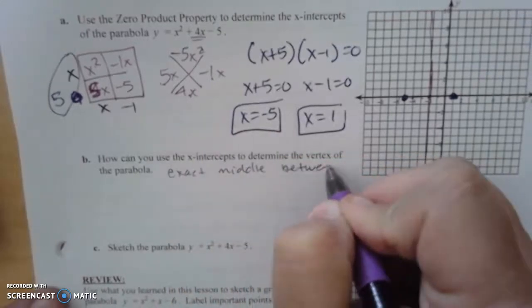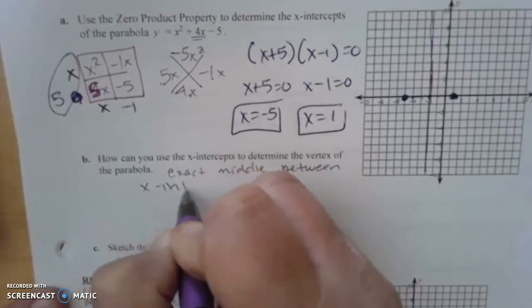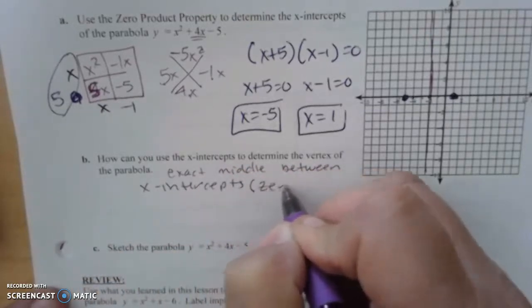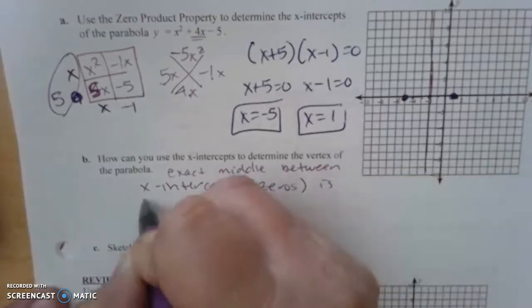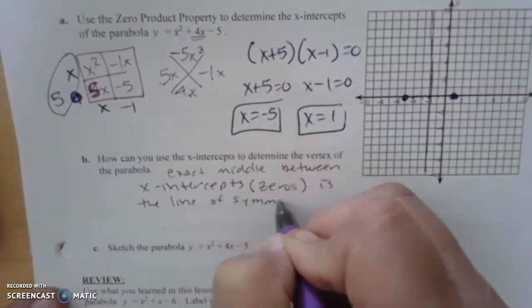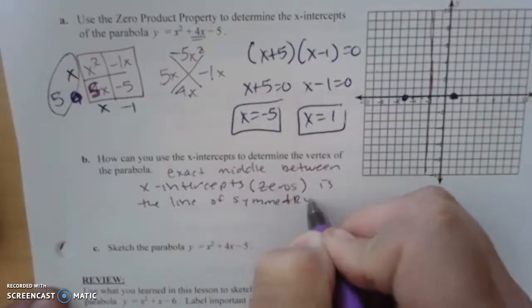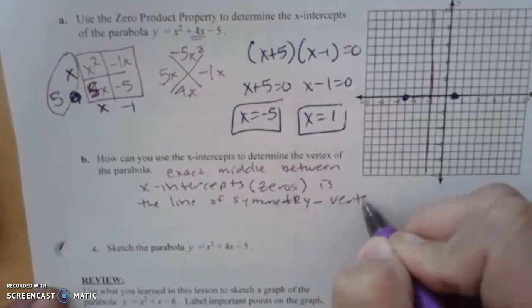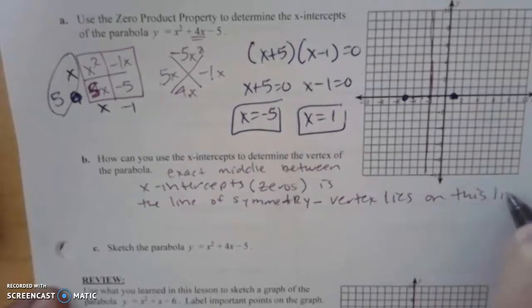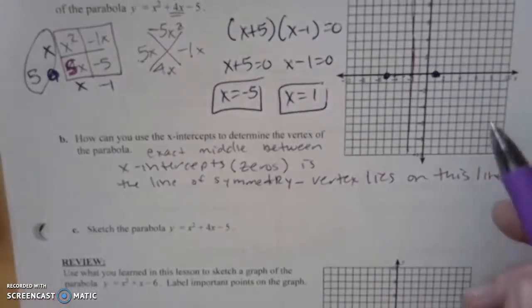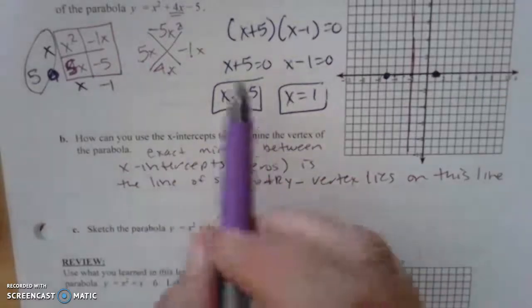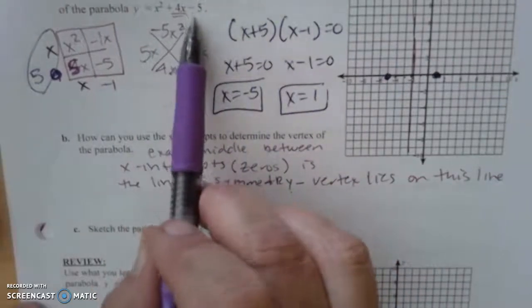So the exact middle between the x-intercepts, also called the zeros of the equation, is the line of symmetry. And what's important about that symmetry is the vertex lies on this line. So we know that happens when x equals -2. So I'm going to take -2 and plug it into the equation.